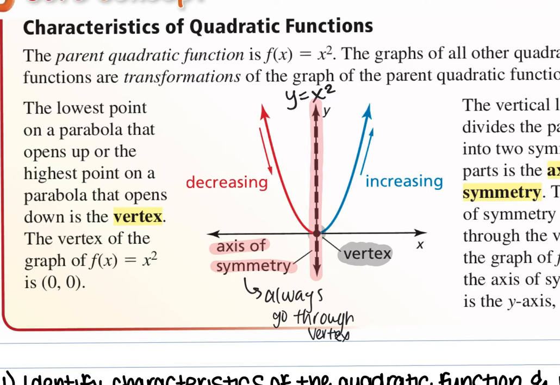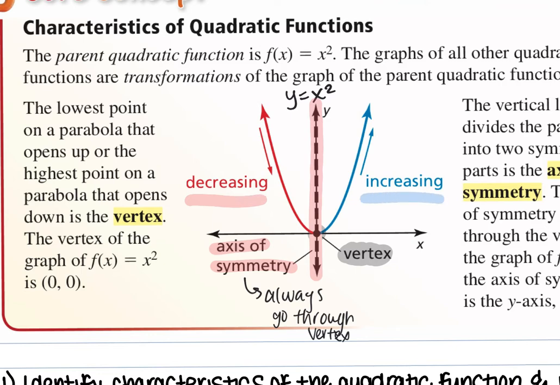And the last thing that you guys need to know is that there's a portion of your graph where it's going to be decreasing, and there's a portion of your graph that is going to be increasing, okay? The red portion of this graph is the decreasing portion, and the blue portion is the increasing portion, okay?